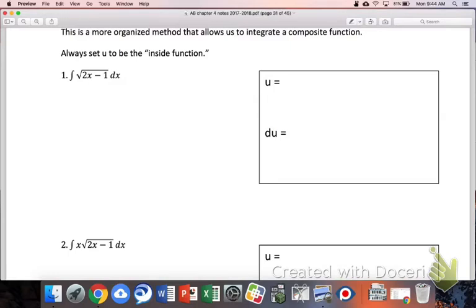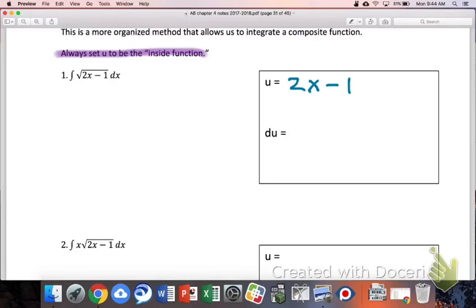We've got the antiderivative of the square root of 2x minus 1. A big hint to always think about when setting up your substitution: as you identify the composite, make the inside function your u. Let's identify it. Do you see in number 1 what the inside part of the composite is? Yes, 2x minus 1 is the inside part. So off to the side, I'm going to make that my u. So u equals 2x minus 1.